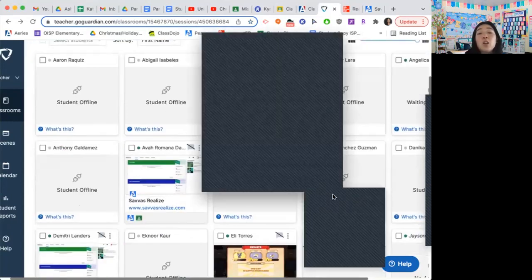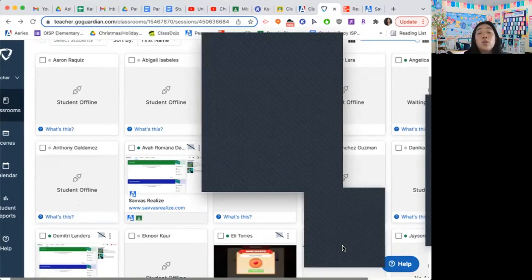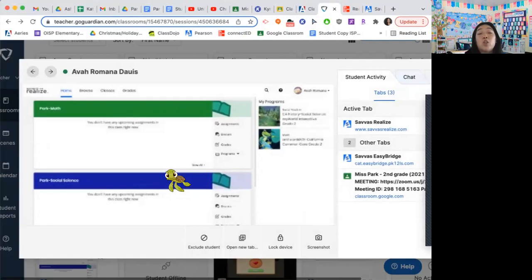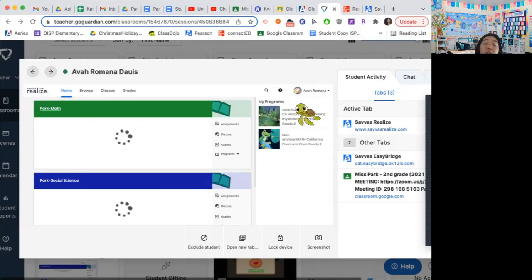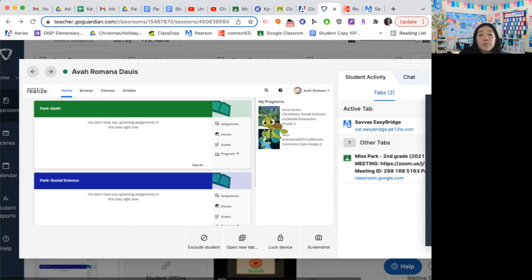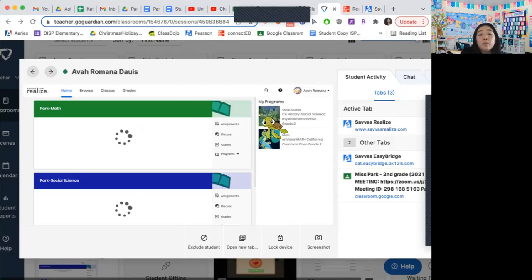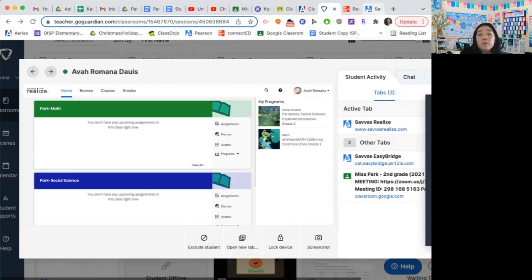If your test is not showing, what you need to do is exit out, relog back in, refresh your screen, and then it should pop up. Where do we find the test that we're supposed to do? Refresh your screen. It's in Savvas. Okay. Is it not popping up? Okay, let me check.